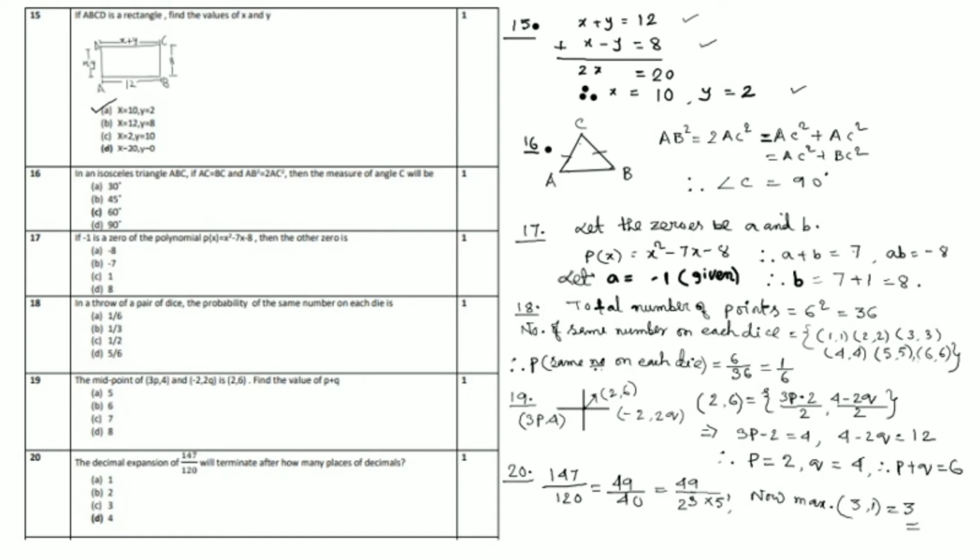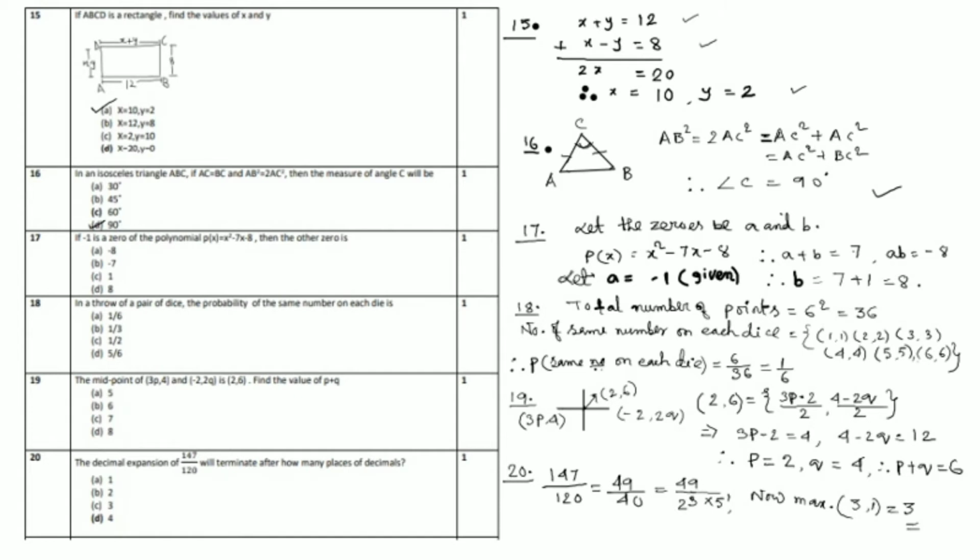Obviously, this will be a right angle triangle because it is in the form of Pythagoras theorem. Hypotenuse square is equal to base square plus perpendicular square. So, it will be 90 degree. Okay. So, option D will be right.